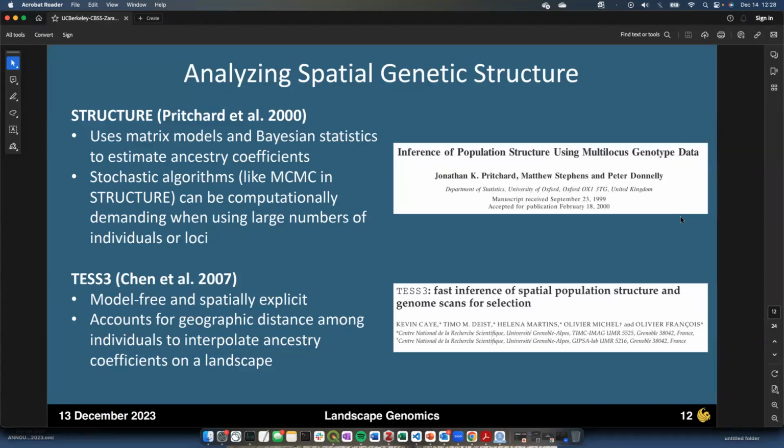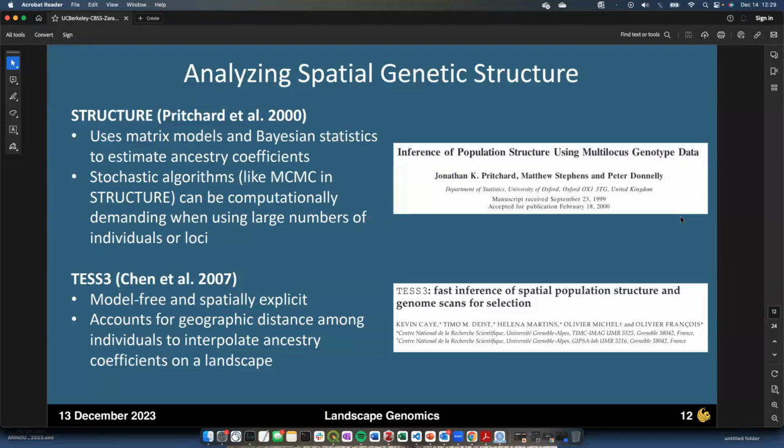TESS accounts for geographic distance, which is one of the powerful things about it, whereas things like structure do not account for that geographic distance. So structure, you might have noticed, especially if you've read that literature, is not necessarily used in landscape genetics. People can use it for a lot of other things as well. Whereas TESS, you need to have that spatially explicit data in order to actually use it.